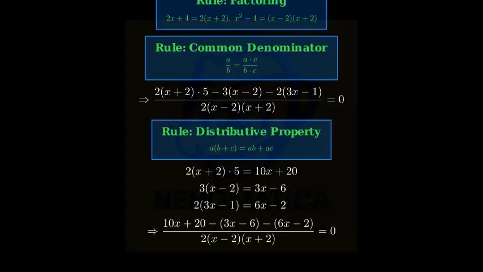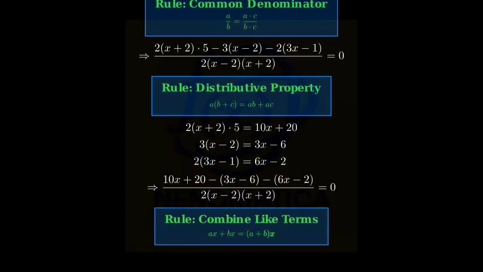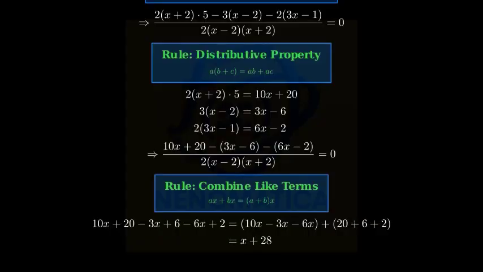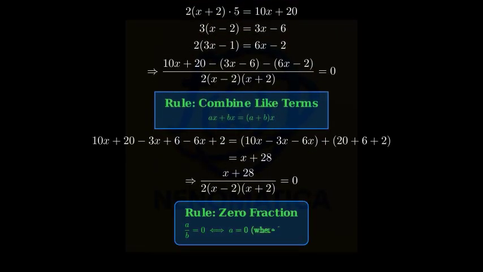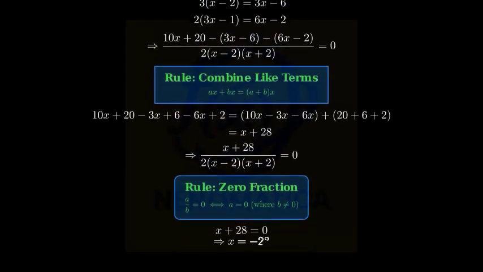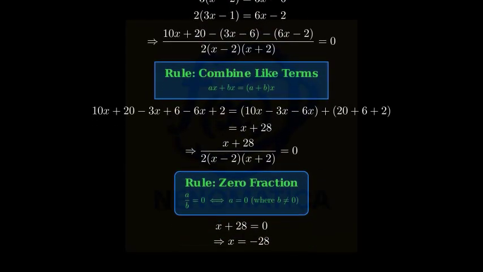Now, let's simplify the numerator by combining like terms. We have 10x minus 3x minus 6x, which gives us x, and 20 plus 6 plus 2, which gives us 28. So our equation becomes x plus 28 all over 2 times x minus 2 times x plus 2 equals 0. Now, for a fraction to equal 0, its numerator must be 0, assuming the denominator is not 0. So we set x plus 28 equal to 0. Solving for x, we get x equals negative 28.